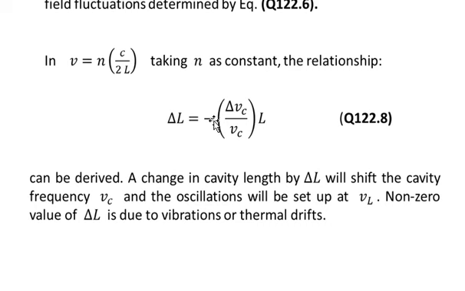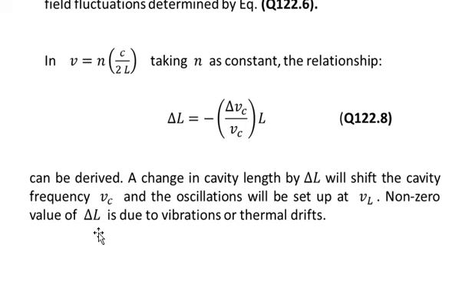So this is the expression that I have given in terms of delta L and delta nu c. You can take nu c on one side and delta L on the other side, and you can control and change the shift in frequency nu c due to the change in length of the cavity delta L. This can also be derived by taking the derivative of this equation. A change in cavity length delta L will shift the cavity frequency nu c, and the oscillations will be set up at a new frequency nu L.